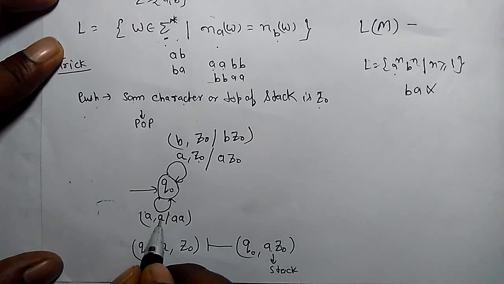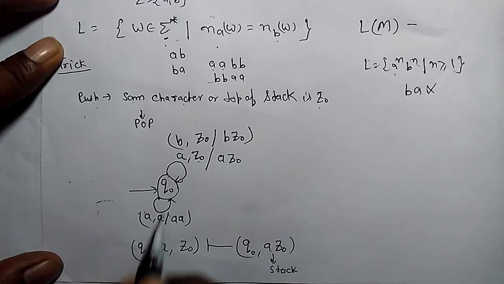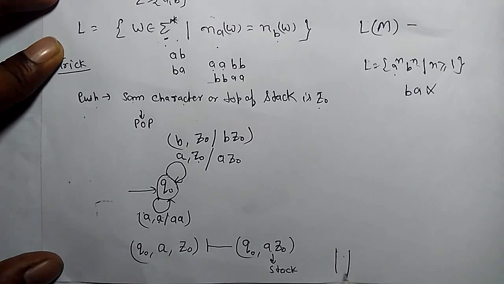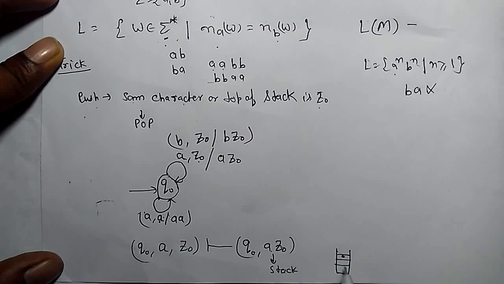I have written one symbol; you may write AZ0 also, but I have written one symbol, that is the last symbol of the stack, meaning the top symbol of the stack. Here there may be many A's and Z0. That's why I have put A at the last two symbols. If you read B, sorry, then you perform push operation.